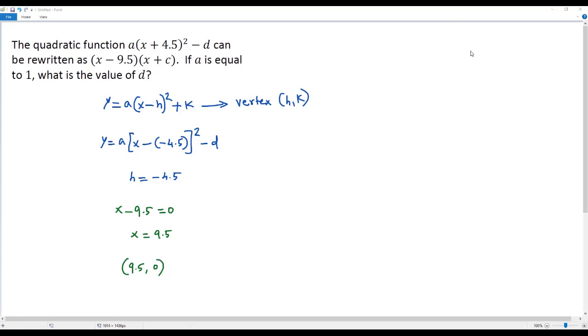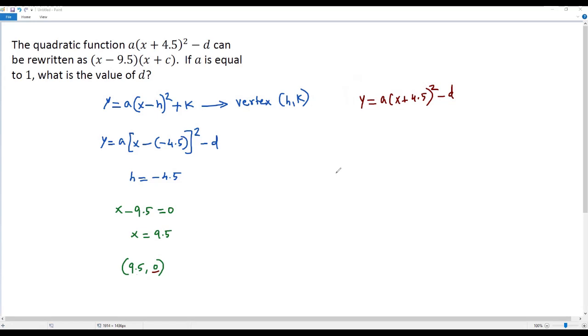Okay, now let me take the quadratic function over here as it is. That is y equals a times (x + 4.5) the whole square minus d. In this one, the question says a is equal to 1. We can plug in a equals 1 over here. And also this (9.5, 0) is the x-intercept of this quadratic function. That is, the graph of the quadratic function passes through this point, the x-intercept. Okay, we can plug in this 9.5, I mean the x coordinate 9.5 for x over here and the y coordinate 0 for y over here.